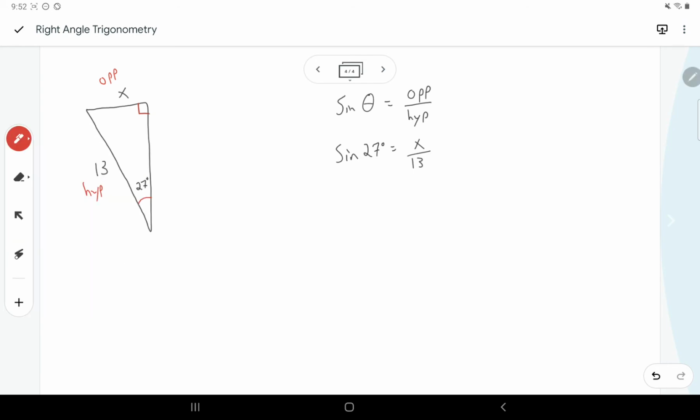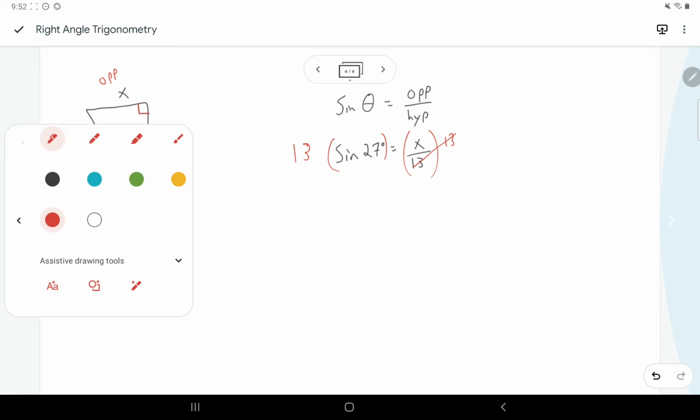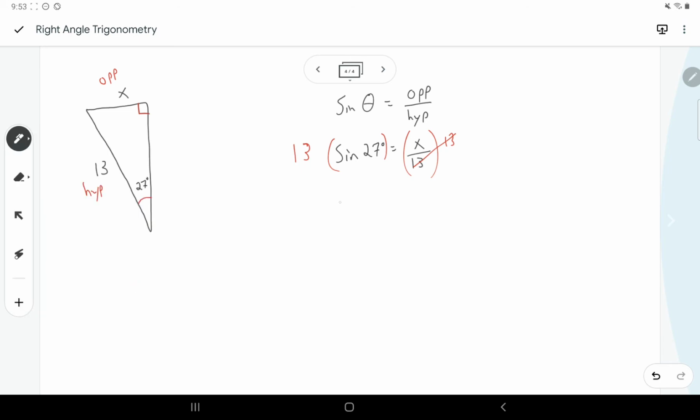So let's get rid of that 13. We have divided by 13. We need to do the opposite of that to get rid of it. Opposite of divide is multiply. So we're going to multiply by the thing we want to get rid of, 13. And that'll make it cancel. And then we do the same thing to the other side because math is fair. Okay, so to rewrite this just for clarity here, we've got 13 times the sine of 27 degrees equals x.